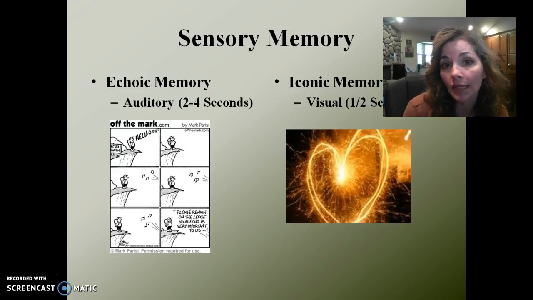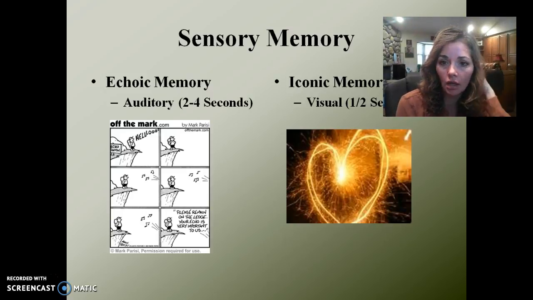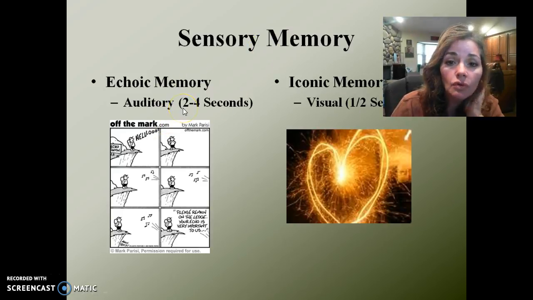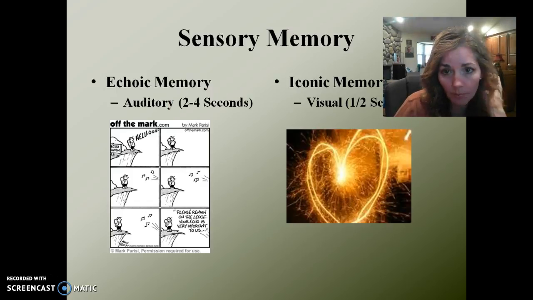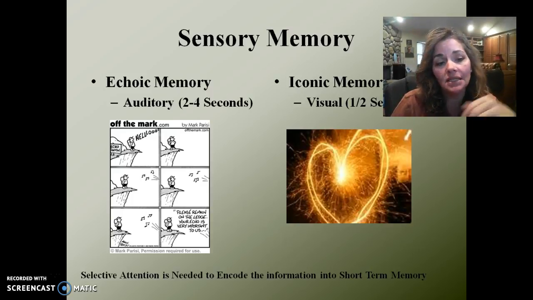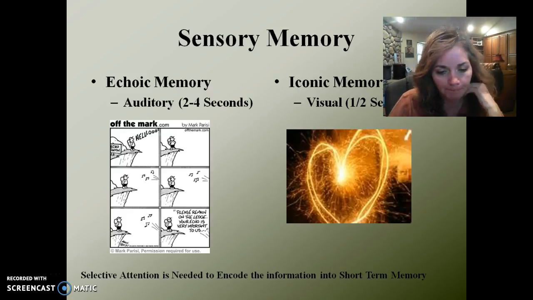Icons are usually visually appealing to look at, like Frank Sinatra as an icon or something of that nature. And so again, we have about 2 to 4 seconds for echoic memory and only about a half a second for visual memory. So we have to do something with that information fairly quickly in order to process it to our short-term memory, and we must selectively attend to the information. If we do not engage in selective attention, then we're not going to carry that information and code it on into our short-term memory.